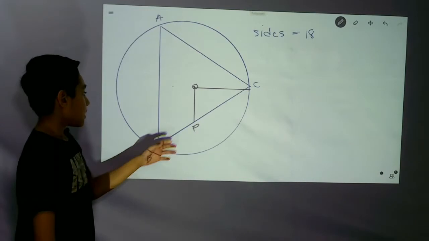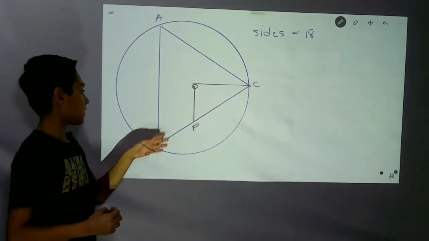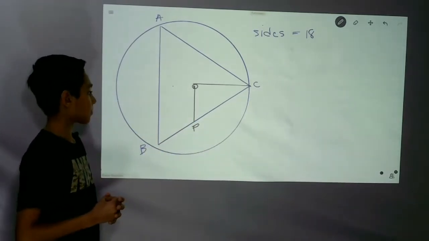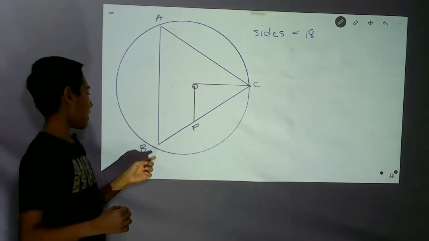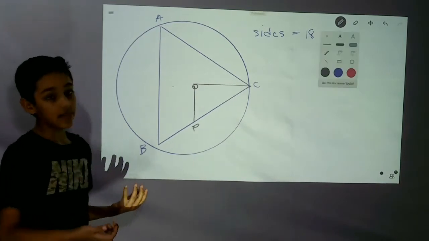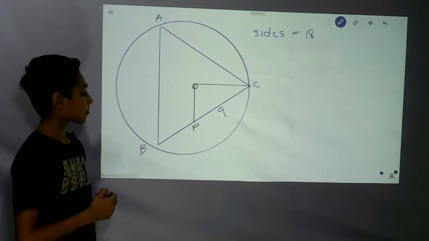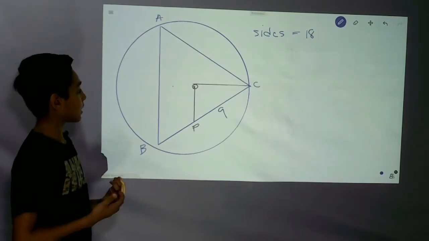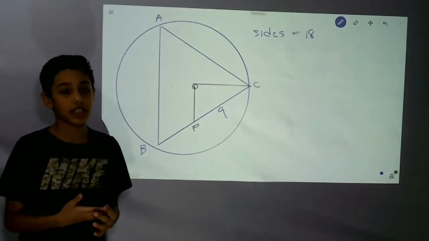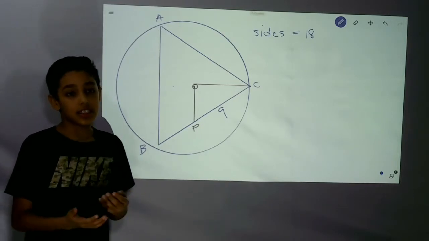So if OP bisects BC, that means both sides have to be equal to each other. Since side BC is 18, half of 18 would be 9. So PC would equal 9. Now to find the circumradius, which is OC, we can use the proportional ratio of the sides of a 30, 60, 90 triangle.